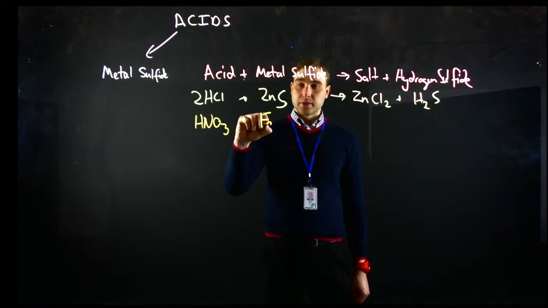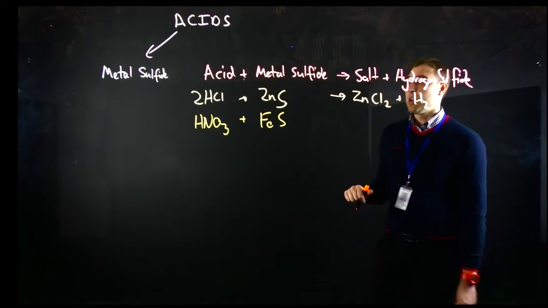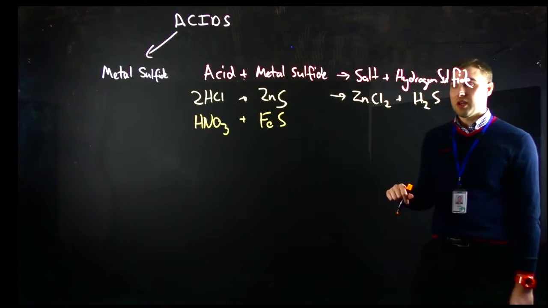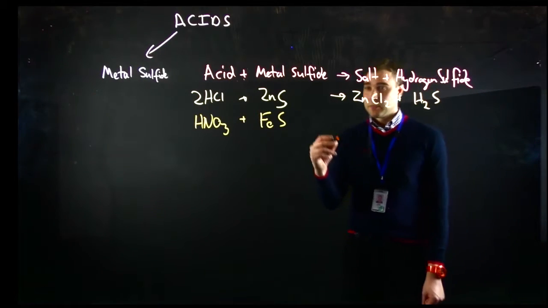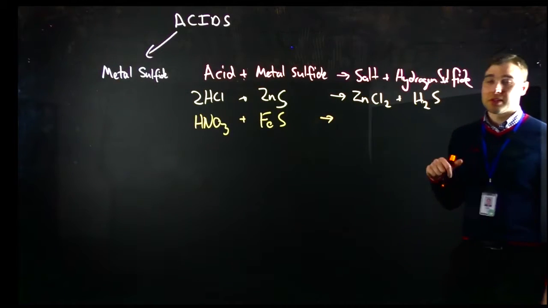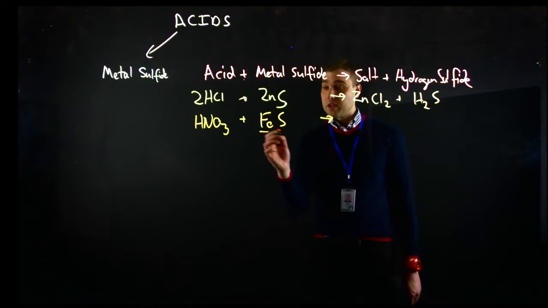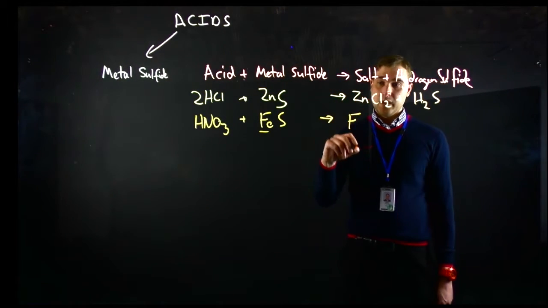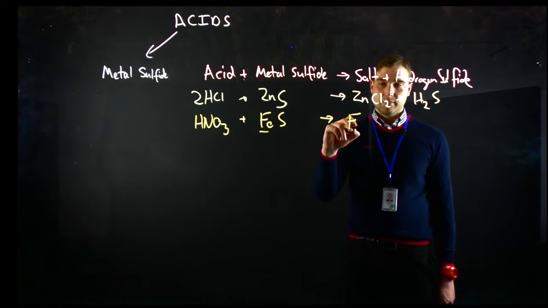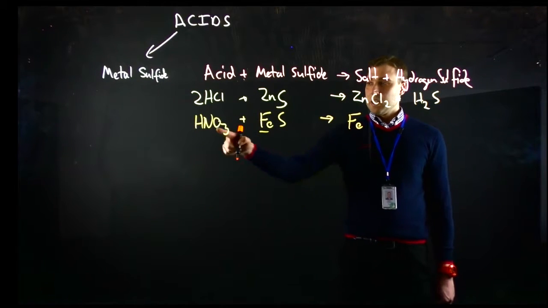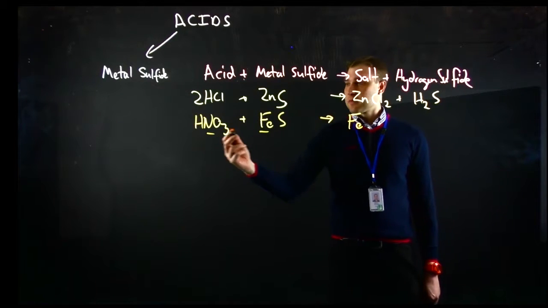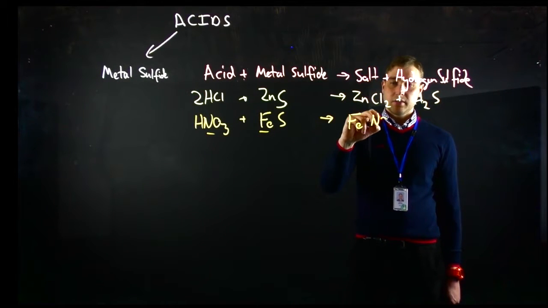with iron sulfide. So iron 2 sulfide, so ferrous sulfide that would be. Now we need to figure out what the name of the salt is going to be. So the positive ion from the acid is the ferrous ion, so iron 2. Our negative part from the acid is going to be the nitrate ion.